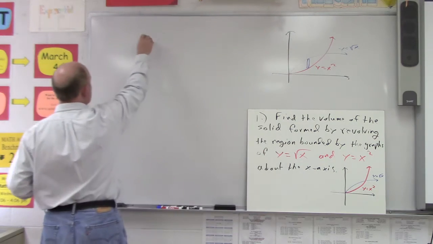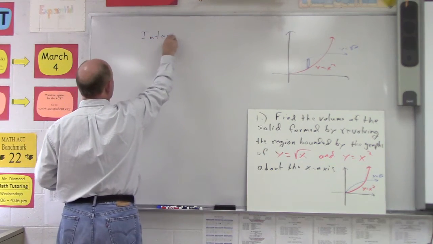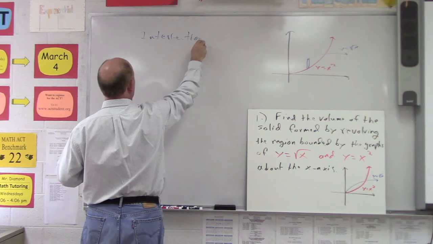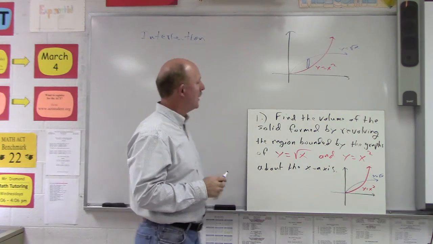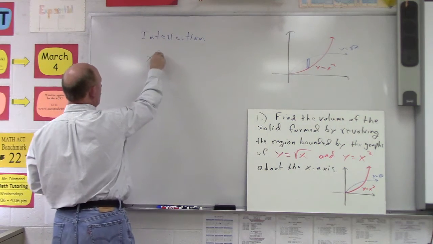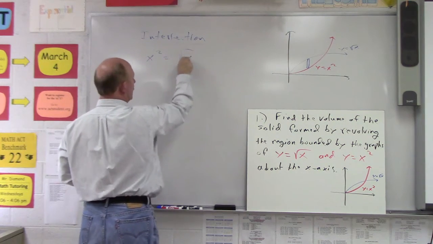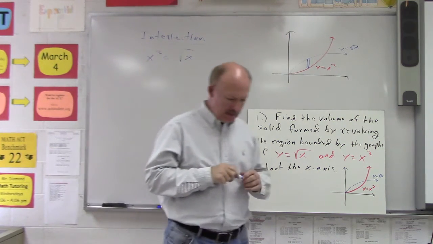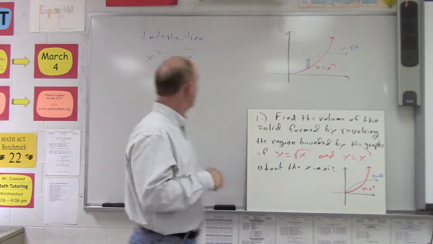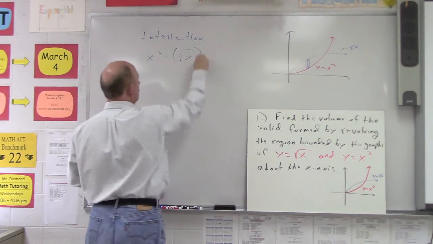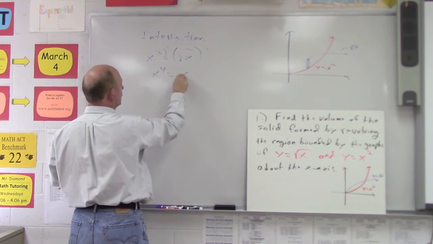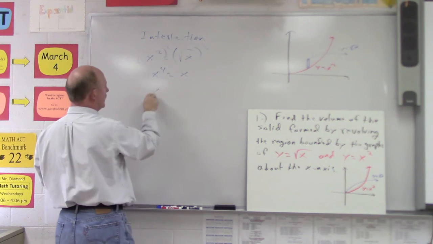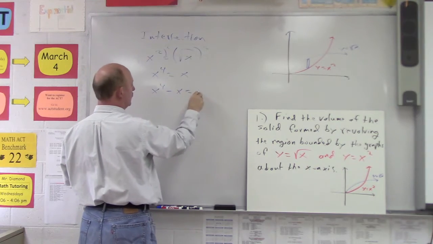Now to get our intersection points, we've got to set the two equations equal to each other. So we've got x squared equals the square root of x. And then we have to solve this for x. So let's square this side, gives x to the 4th equals x. Let's move the x over, gives us x to the 4th minus x equals 0.